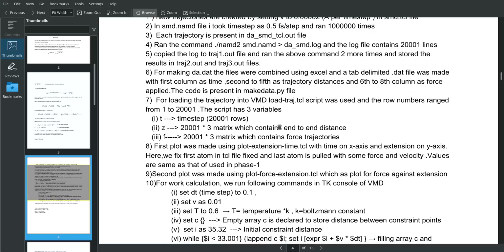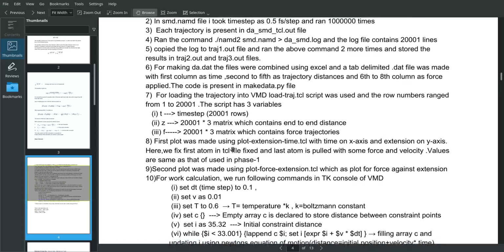So for loading this trajectory into VMD, the load-traject.tcl script was used, and the row numbers ranged from 1 to 20,001. The script has three variables: T is the time step, 20,001 rows, Z is a 20,001 by 3 matrix which contains end-to-end distance, and F is a 20,001 by 3 matrix which contains 4 trajectories.